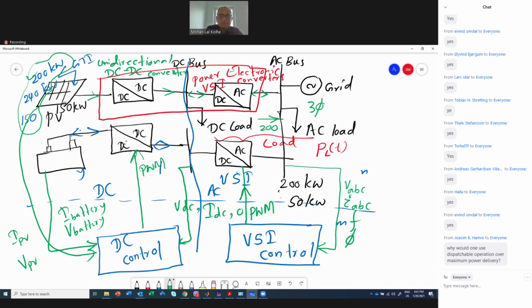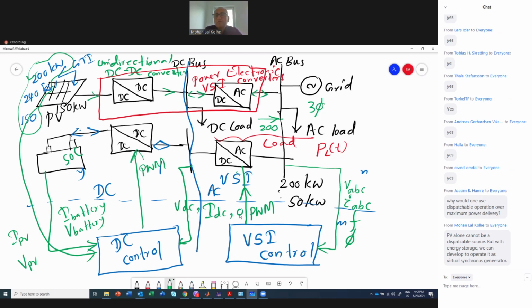Based on the state of charge of the battery, the state of charge of the supercapacitor, and the energy pricing and energy policies, by taking all these inputs you can perform a very interesting analysis under this DC control. Similarly, in the VSI control you can also perform a very interesting analysis.